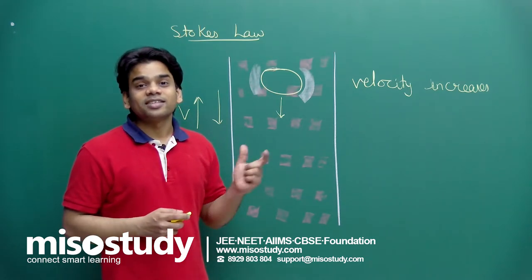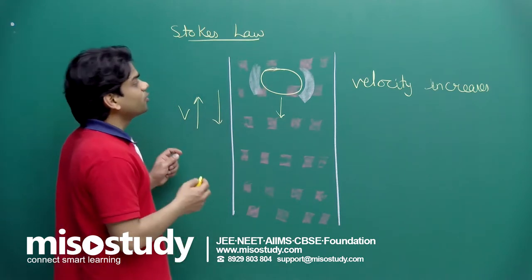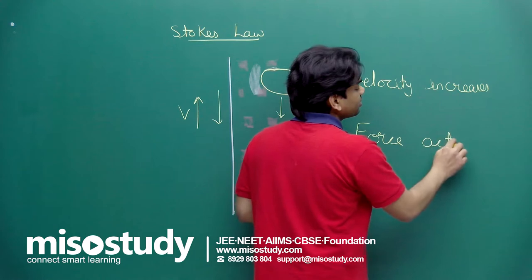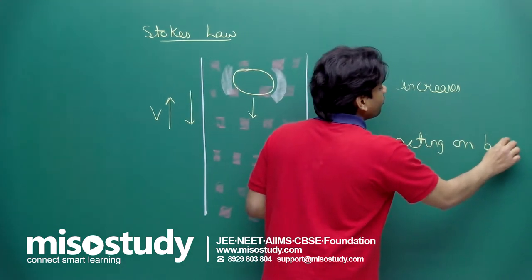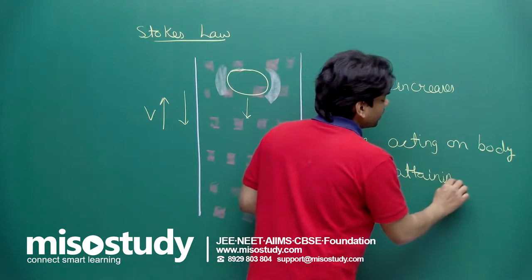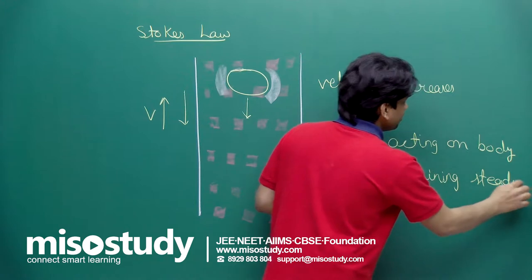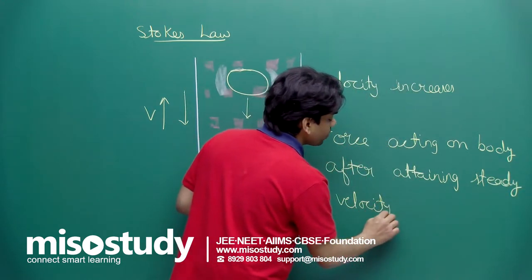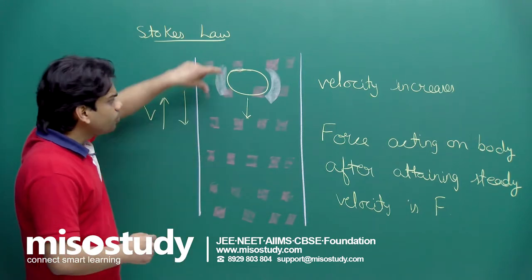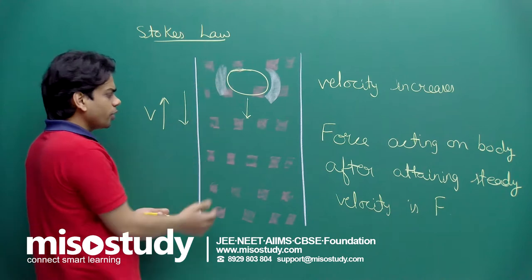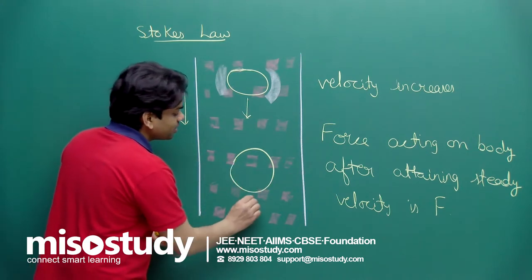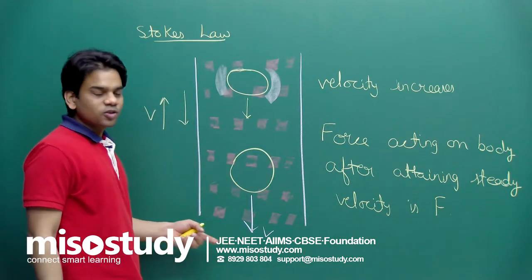Now, the velocity that it has attained is the velocity at the steady state. In that case, we'll have the viscous force acting on the body after attaining a steady velocity. Let this force be F. Now, let's understand once again what we are talking about. The body was dropped in this fluid. It moved, and at a certain position, it attained a velocity. Let me say this velocity attained is V. This is the velocity V that you can clearly see here.